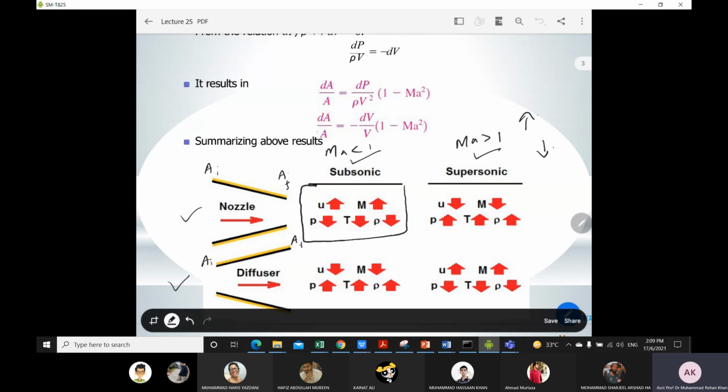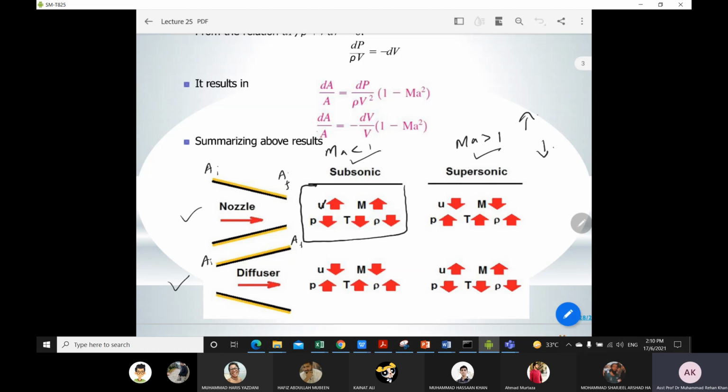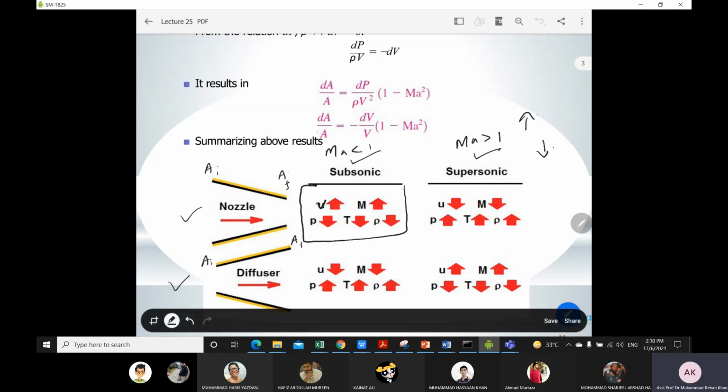Okay, so in subsonic flow, our velocity increases at the outlet. This is basically V. Sometimes we just take it as U, but you can remember that it is V. So V increases at the outlet. If V increases, Mach number also increases at the outlet. But pressure decreases, temperature also decreases, and density also decreases at the outlet. Okay, so how these parameters are affected due to the change in area, we will discuss in detail in the coming slide. Right now you just have to know that these parameters are decreasing or increasing.